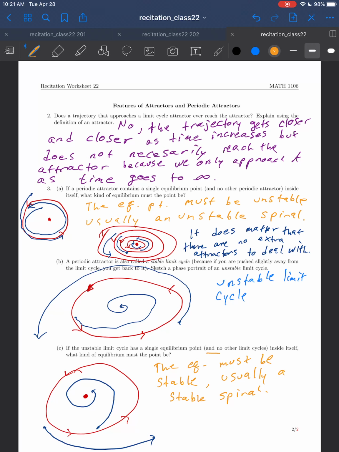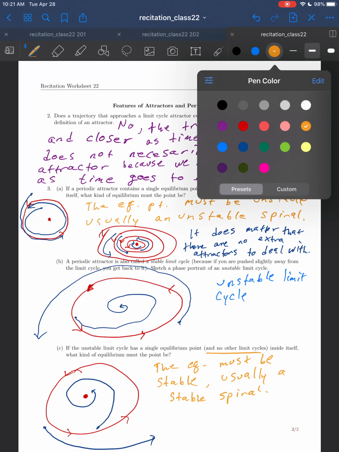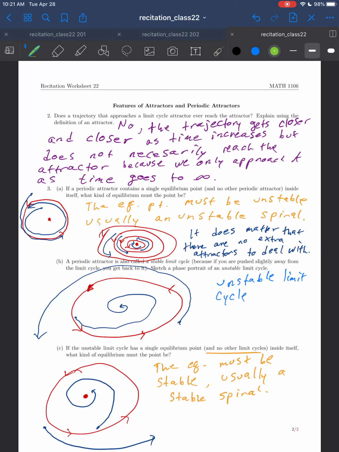And again, it does matter that there are no other limit cycles inside the loop. You should work out for yourself a counterexample. Find a way that you can put another limit cycle inside this loop so that the equilibrium point is different. It's not stable.